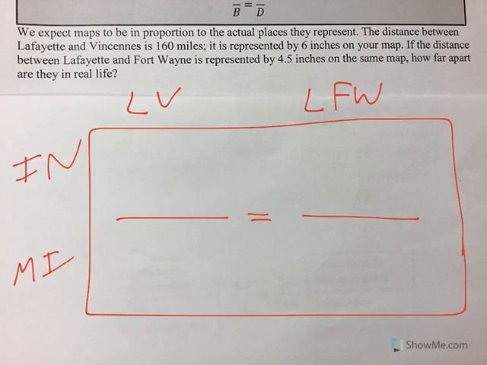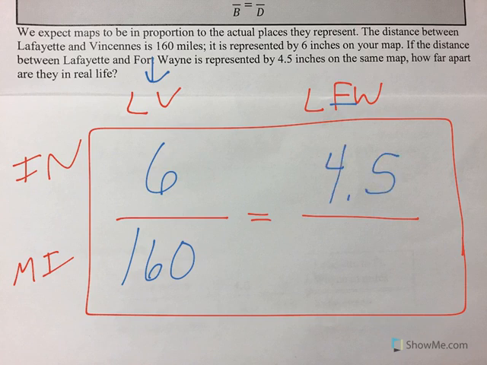All right, so I've got my information here, and then I said, you know what? Now let's go back and reread so we get the numbers in the correct position. So Lafayette to Vincennes is 160 miles. Okay, so this is Lafayette to Vincennes. Miles goes on the bottom. It's represented by 6 inches on the map. Inches is 6. Lafayette and Fort Wayne is 4.5 inches. Lafayette, Fort Wayne, inches go on top. How far apart are they in real life?